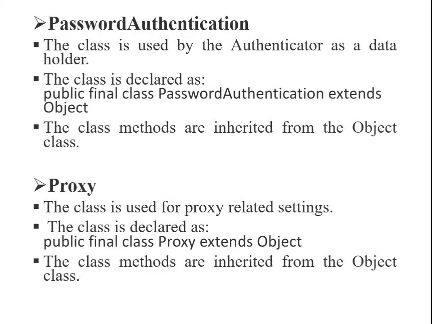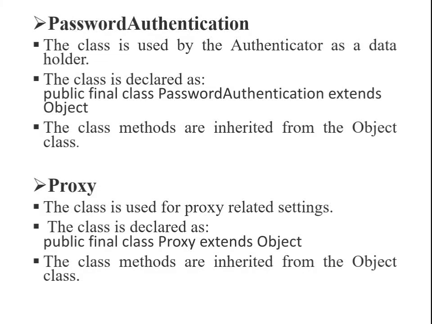Hello all. Today we are discussing the remaining java.net classes. First one is PasswordAuthentication. The class is used by the Authenticator as a Java holder. The class is declared as public final class PasswordAuthentication extends Object. The class methods are inherited from the Object class.